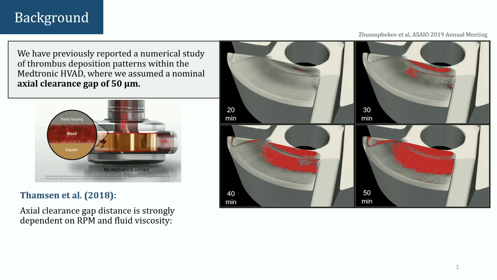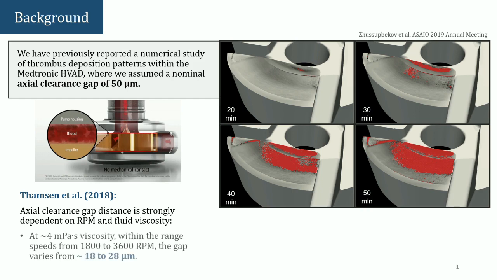However, a recent experimental measurement by Thamsen and colleagues revealed that the gap in the HVAD is a strong function of pump speed and fluid viscosity. At 4 centipoise of viscosity, they found that the gap can vary from 18 to 28 microns as a function of RPM. This is almost 2 times smaller than we had previously assumed. That's why the current study investigates the influence of the axial clearance gap on the simulated thrombus patterns.